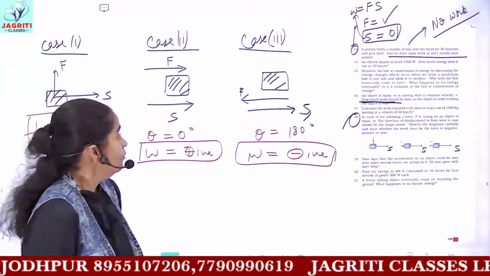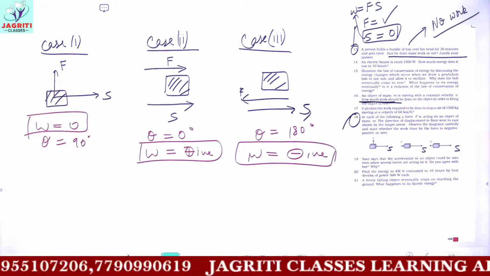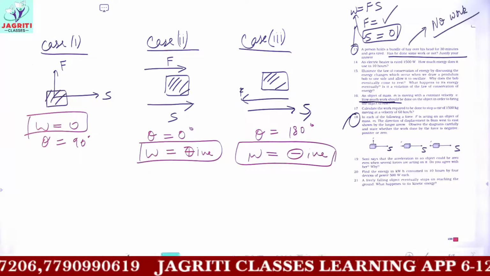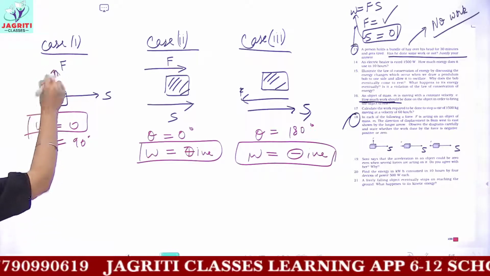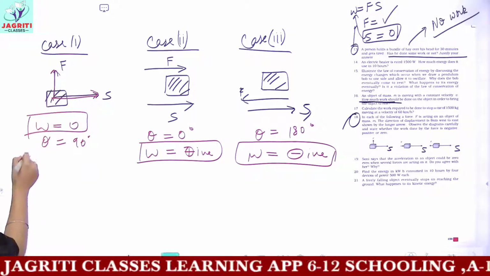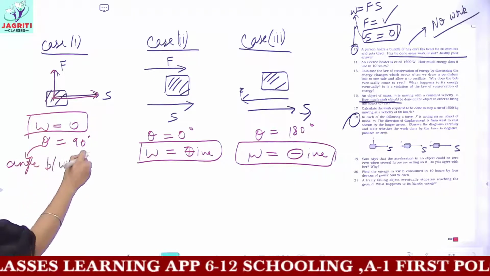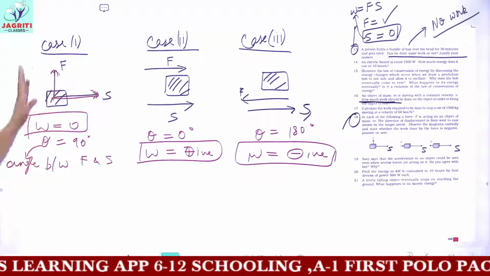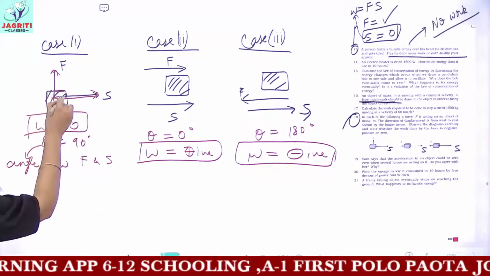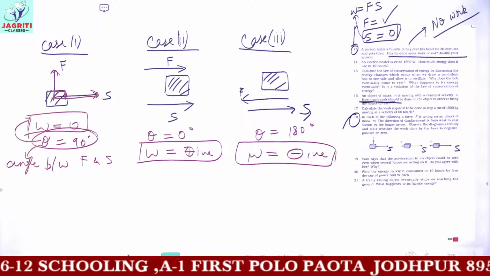Okay. For the students who are still having confusion, let's again revise the question, recap it. In the case 1, what is the direction of force? Upwards. What is the direction of displacement? Now you have to find the angle theta, which is the angle between force and displacement. So the angle between force and displacement is 90 degree, and when theta is 90 degree, work is 0.